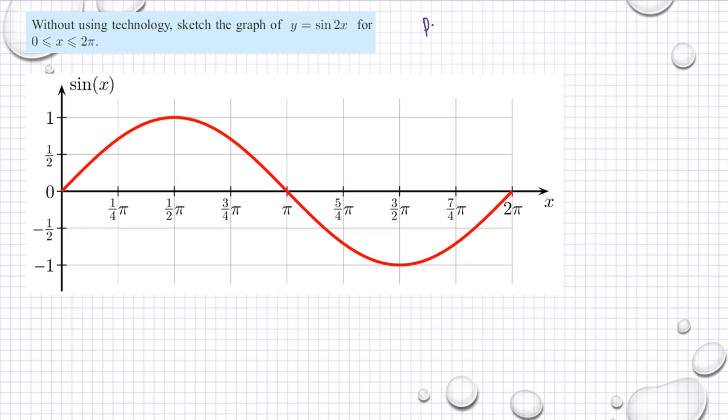Okay, so our period now is equal to 2 pi divided by 2. Our b is 2. Then we have pi. That means our whole period now ends here. Then our half period will be here. It should look like this.